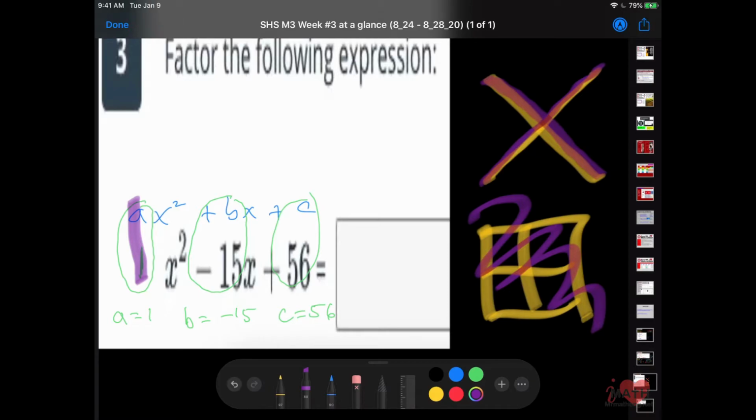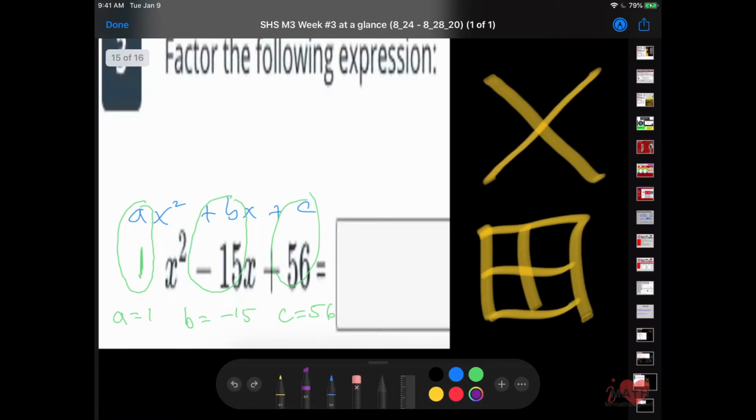If you have a number like 2, 3, or 4 for the A value, then you're going to use both the X and the box. Now, if you are confused, I tell students just use both the X and the box. Let me show you why it still works. Let's just go ahead and do the problem. Whoops, we're in pencil here.